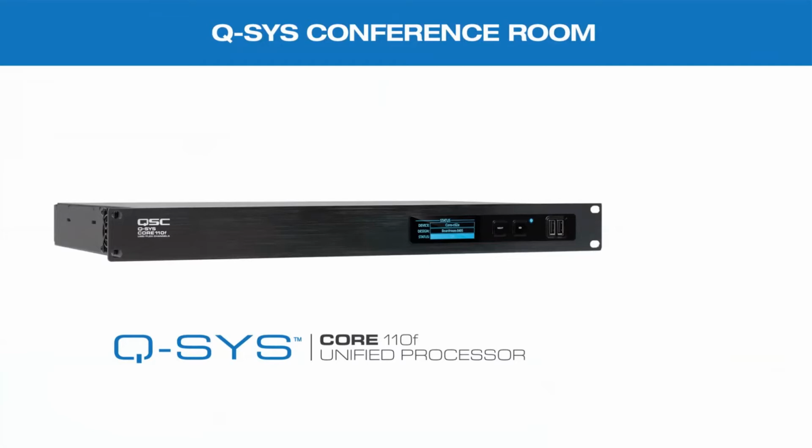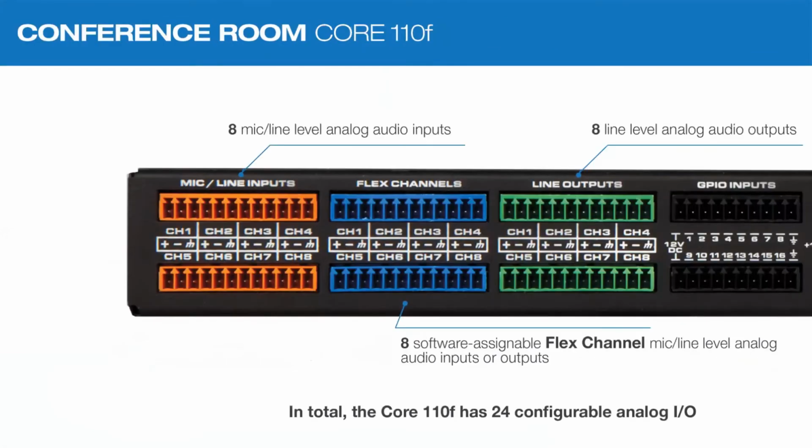The Core 110F is called the unified core. Basically, it's got everything that you need built into it out of the box. If we look at the back of the Core 110F, we'll see 8 mic/line inputs on the left-hand side. Then we've got the green Phoenix connectors, the 8 line outputs. And then in the middle, we've got 8 flex interfaces. These can be set as either inputs or outputs in any combination of them. So you can have 1 in, 7 out, however you like it.